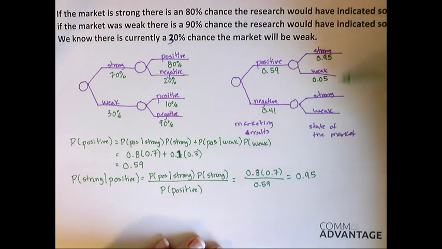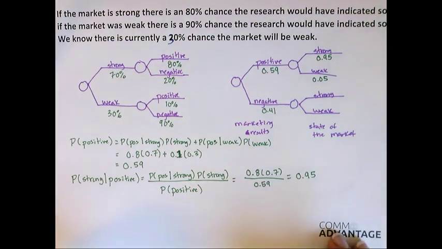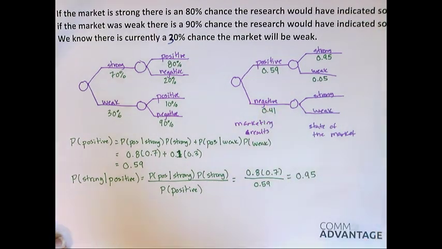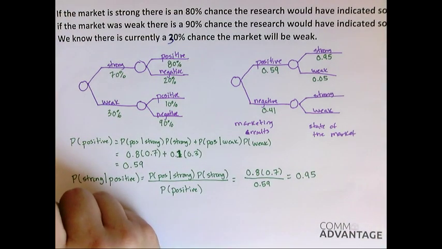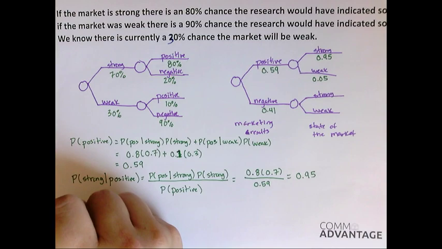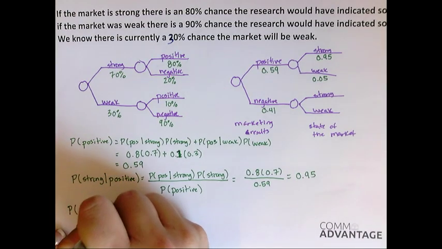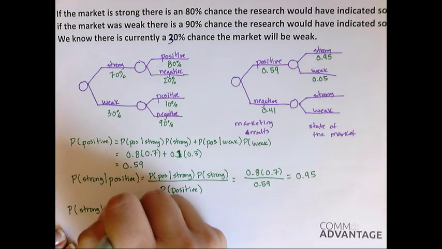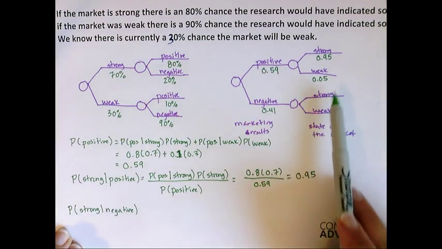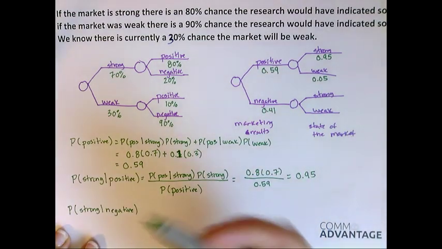You only have to find one of the branches, and then you just use one minus the other one to get your answer there. So if I wanted now the probability of it being strong, given we had negative research, so now I'm looking for the probability of strong given that it's negative. And again, it doesn't matter, I could have done weak given negative. I can look for either one of these, okay?